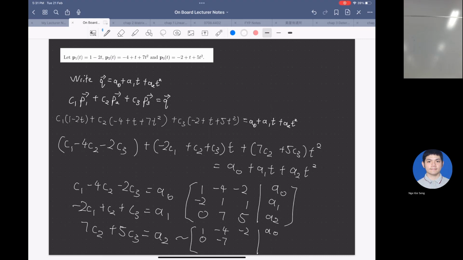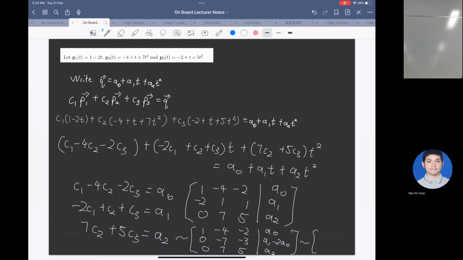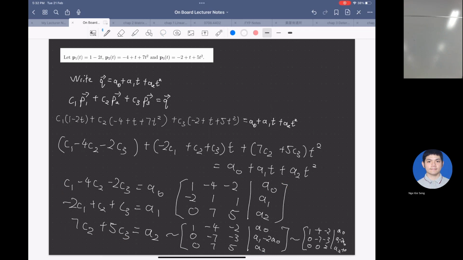Do we have all the pivots? Everyone? Do we all get 3 pivots? Yes. Okay, so we got 3 pivots, meaning this system is consistent. Or there's a theorem. Remember the theorem: if your matrix A has a pivot in every row, and it is a square matrix, then its columns span R3.